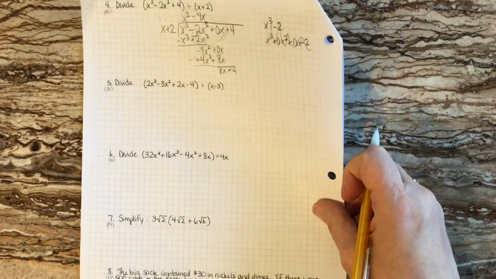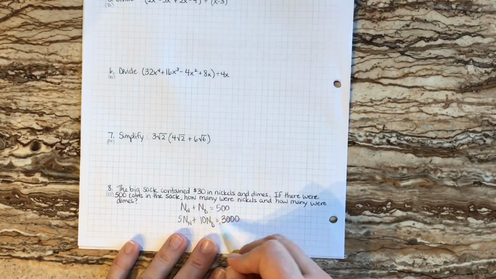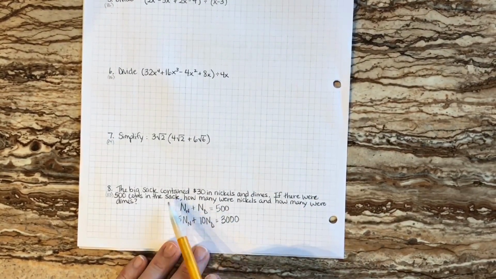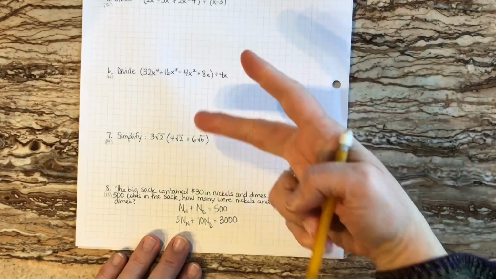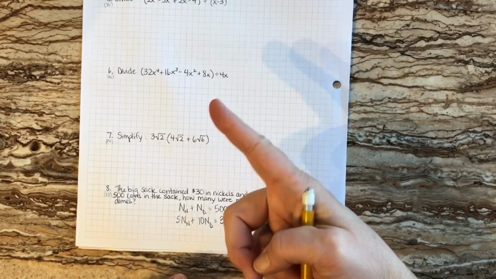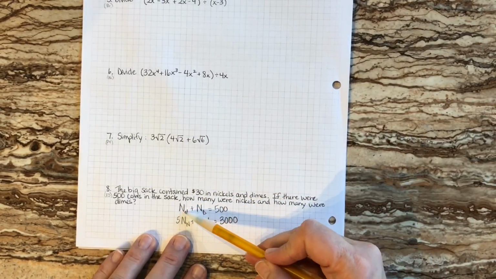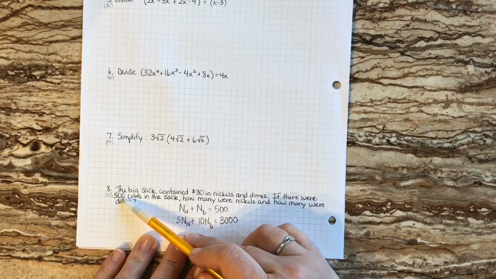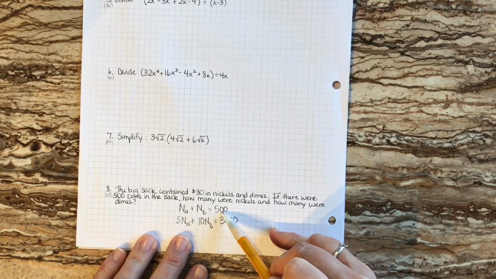Alrighty. Down here, I already have the equations for you, but I want you to see how these equations work. We're talking about 2 different equations. One is the value of the coins, and the other one is the number of the coins. So the number of coins added together is 500. That's why we have the number of nickels plus the number of dimes is equal to 500.